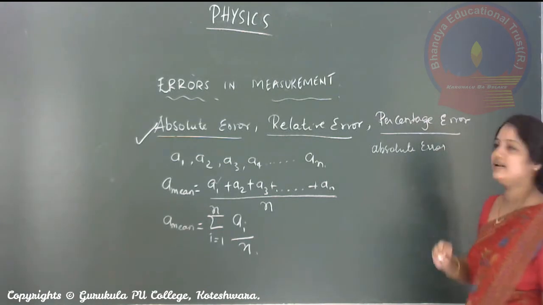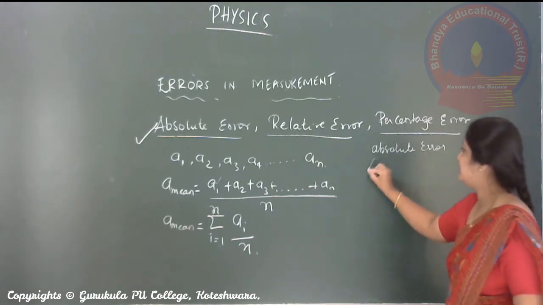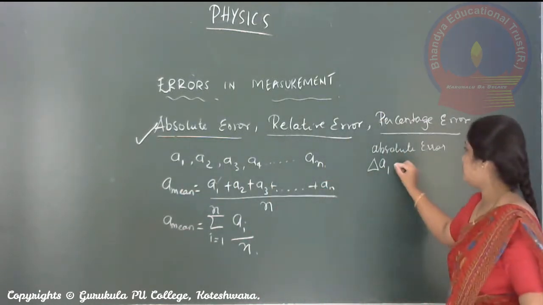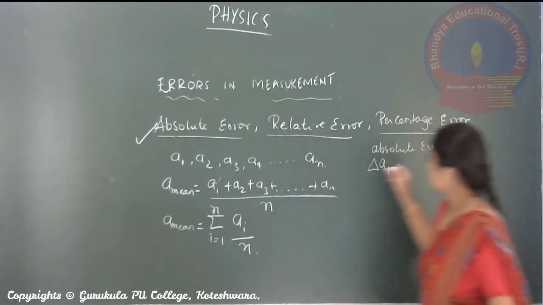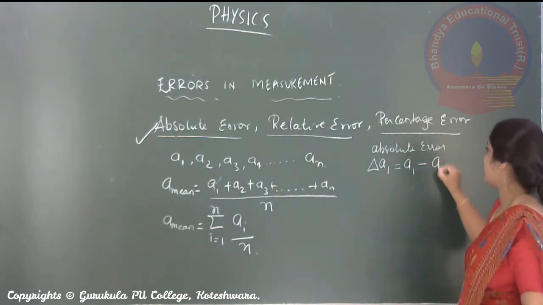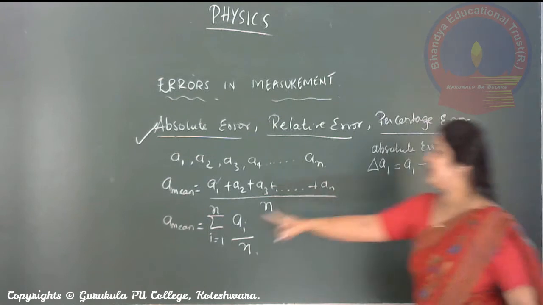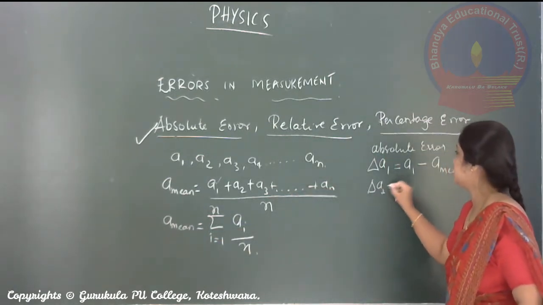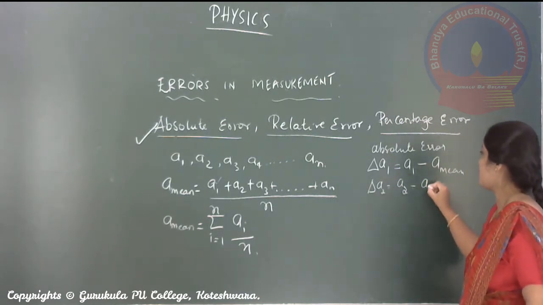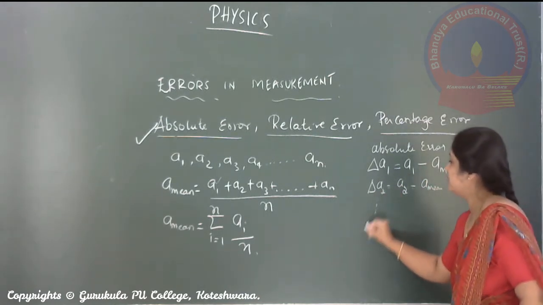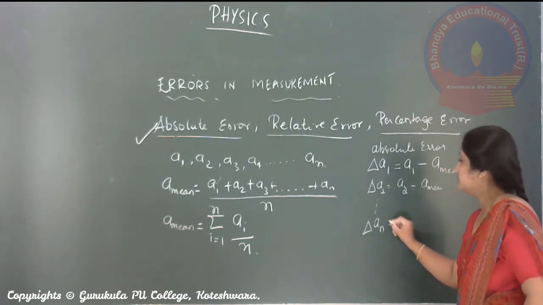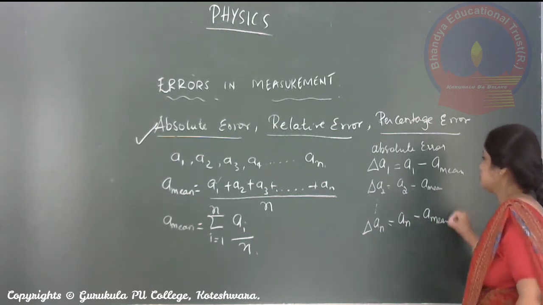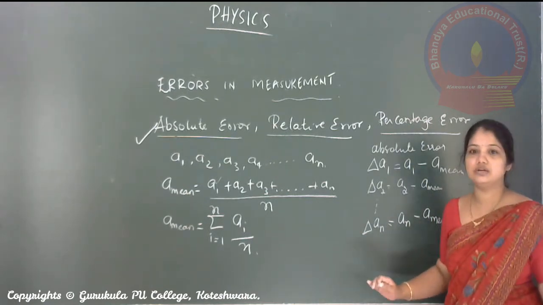I am going to write this absolute error as delta of A1, that is the error in this measurement, is equal to this value A1 minus A of mean, which I am going to obtain from here. Similarly, delta of A2 is equal to A2 minus A of mean. Likewise, I will have delta of An is equal to An minus A of mean. So these will be my absolute errors.